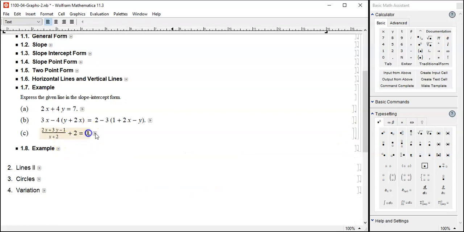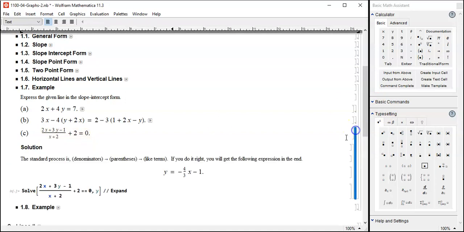How about the next problem? This one, I'm going to leave the details to the students. Remember the same thing. Denominators, parentheses, and like terms. Here, you'll have to start from the denominator. If you do it right, you're going to get this line, but the detail is left to the students.